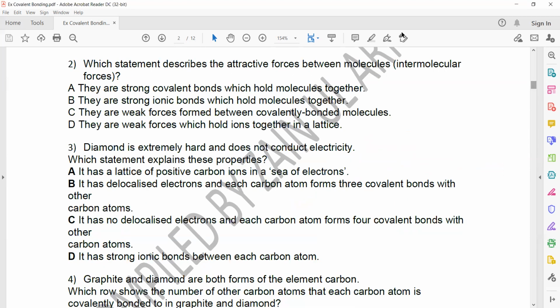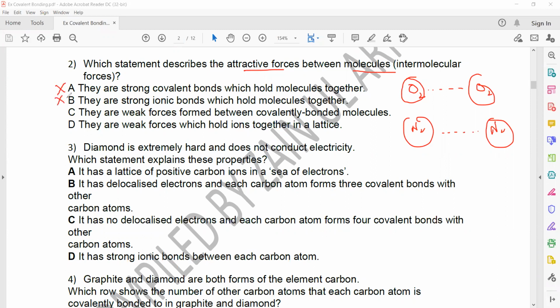In question 2, which statement describes the attractive force between the molecules, or intermolecular force? Take an oxygen molecule for example. The force between the molecules is very weak. That's why substances with covalent bonds and simple molecules have a low melting and boiling point. So A and B cannot be the answer because they are totally wrong. They don't have a strong force. So either C or D can be the answer.